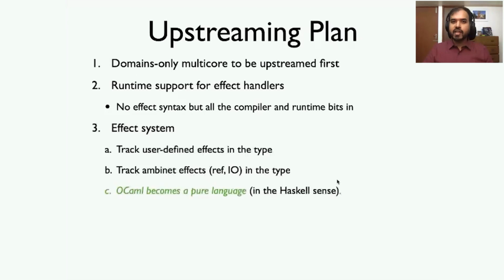And finally, we are also working on a full-fledged effect system for OCaml on top of effect handlers. So the idea is that we will first track user-defined effects in the type. Then we will move on to tracking ambient effects, things like references, IO in the type. And at that point, OCaml becomes a pure language in the sense of Haskell, right?